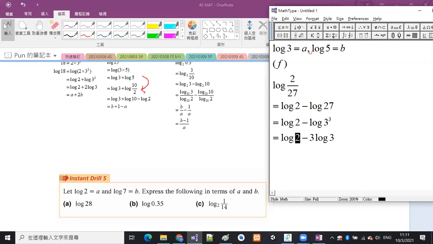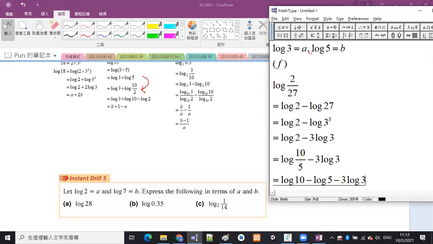But we have log 2. But 2 is not allowed to appear inside the log, because the numbers allowed are 3, 5, 1, and base 10 here. But we can change the 2 to be 10 over 5, right? Okay, so if we change 2 to be 10 over 5, then we can further split this log into log 10 minus log 5, and then minus 3 log 3.